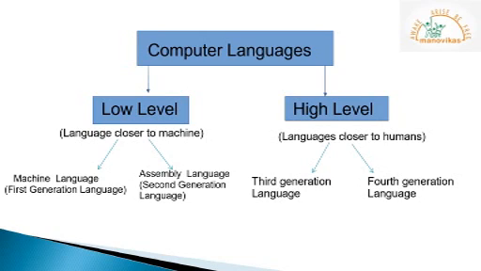Now, if you look further, low-level language is of two types. First is machine language, also called first-generation language, and assembly language, also called second-generation language. And if you look at high-level language, again there are two types. First is third-generation language and the second one is fourth-generation language.